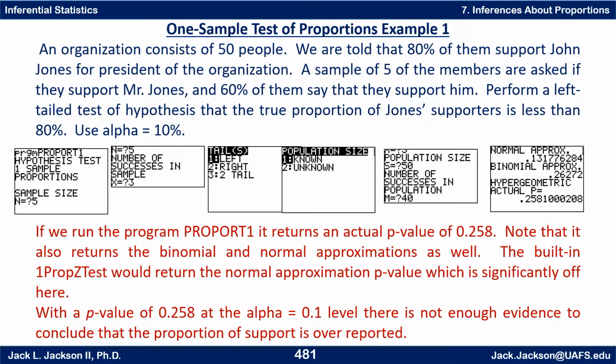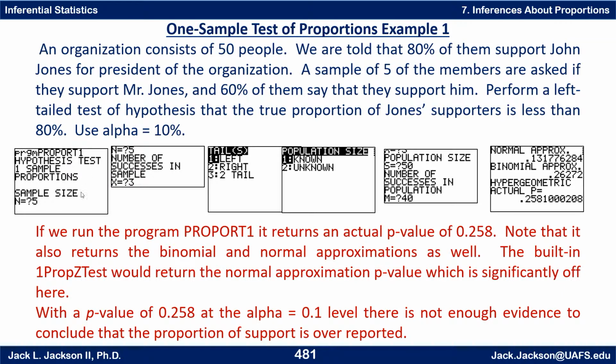We run the program, and this is what it looks like when you run it, and of course you can use this to test that you have it in correctly. It's program PROP1. It says hypothesis test for one sample proportions, and then it asks you for the sample size, which is supposed to be 50, not 5. Let me see if we can fix that. I take that back. That is correct. It's the population size that's 50, and the sample size is 5. So this starts with the sample size, not the population size.